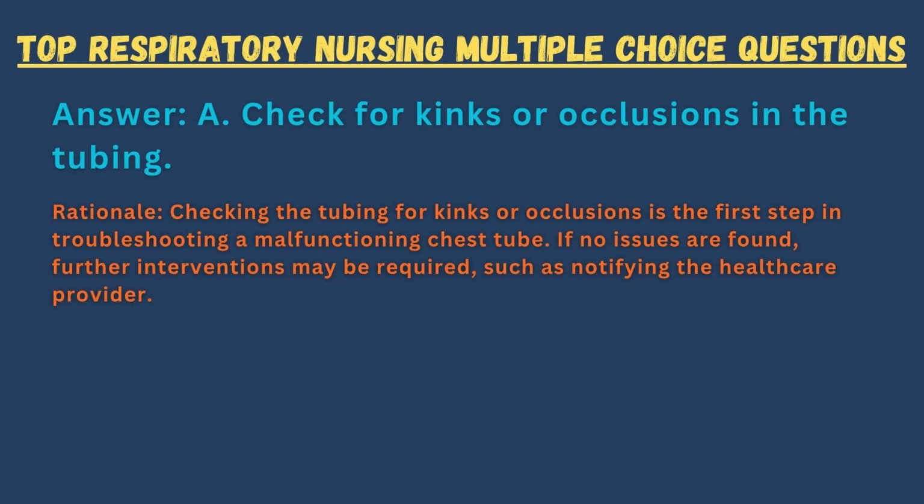Answer. A. Check for kinks or occlusions in the tubing. Rationale. Checking the tubing for kinks or occlusions is the first step in troubleshooting a malfunctioning chest tube. If no issues are found, further interventions may be required, such as notifying the healthcare provider.